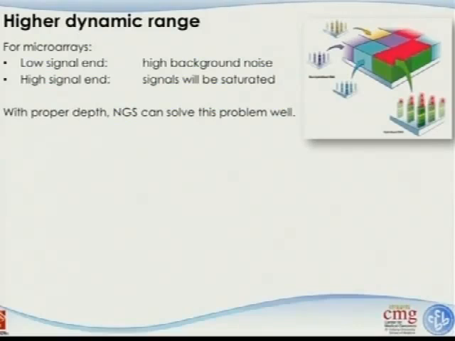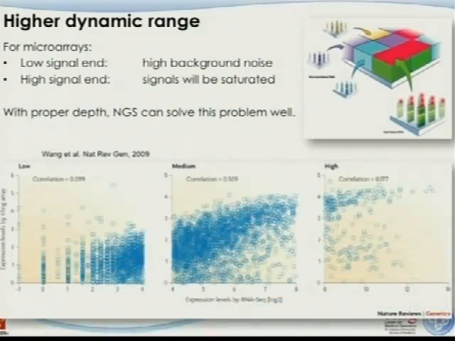So we already mentioned for arrays, at the low signal end there is high background noise because of cross-hybridization. For the high signal end, the signal will be saturated. But with proper depths, next generation sequencing can solve this problem really, really well. And this is the comparison between arrays and next generation sequencing.